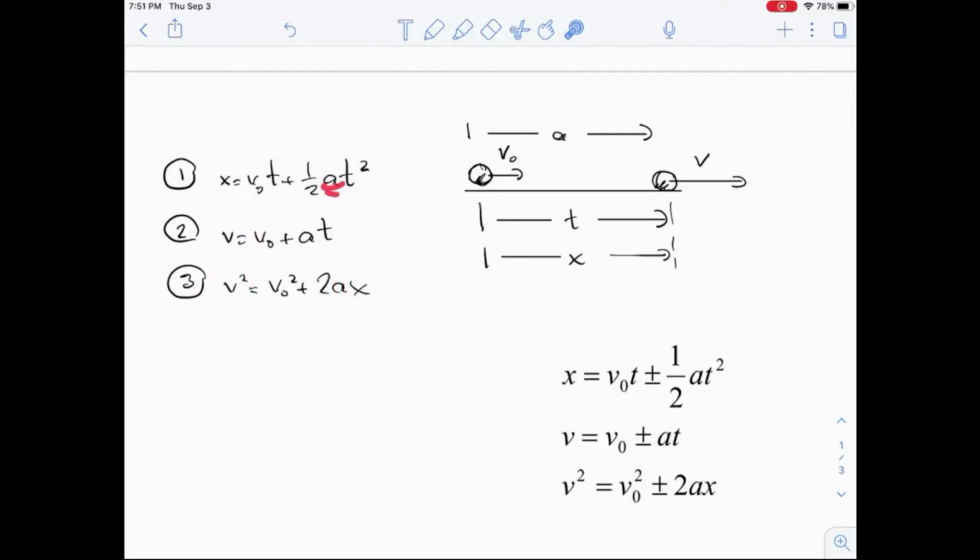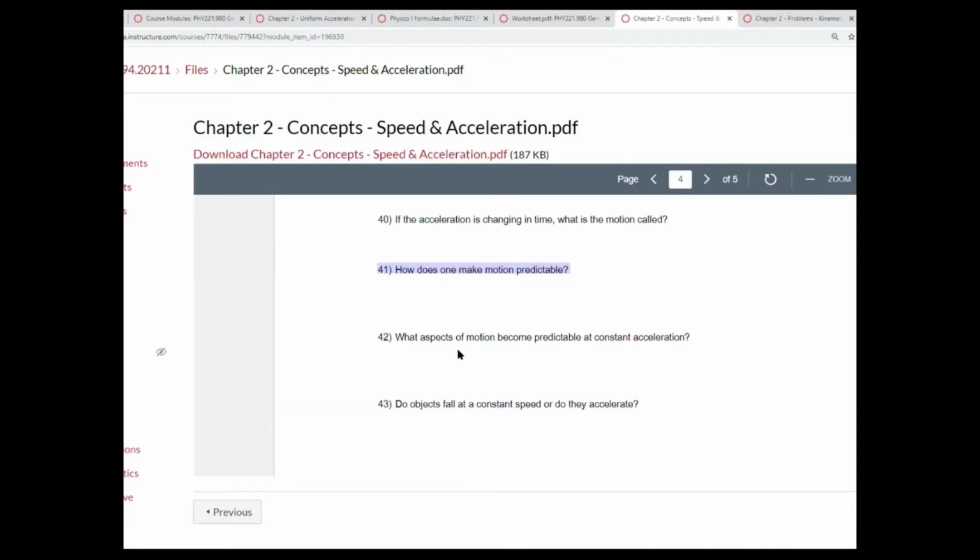So everything is related to fixing that acceleration. So how does NASA make motion predictable? They make motion predictable by fixing the acceleration. So that's how you make motion predictable. All right, so how does one make motion predictable? Eliminate jerk. Yeah, making acceleration constant, right?